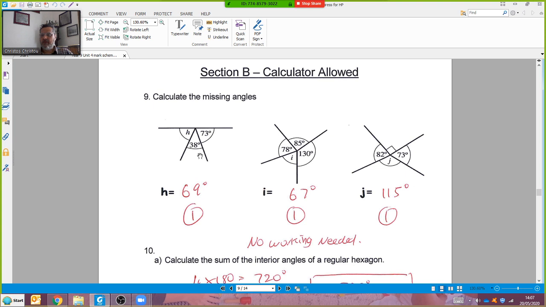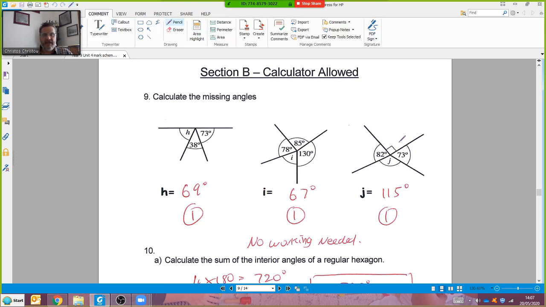Subtract these two numbers from 180, 69 degrees for H. Here, angles at a point adding up to 360. Add up that little lot, subtract from 360, you get 67. The last one is still angles at a point, recognising of course that little part there is 90, so subtract 82, 90 and 73 from 360, you get 115.